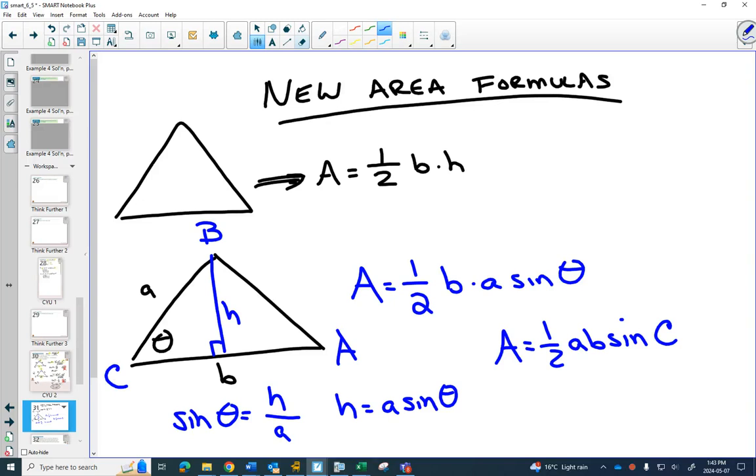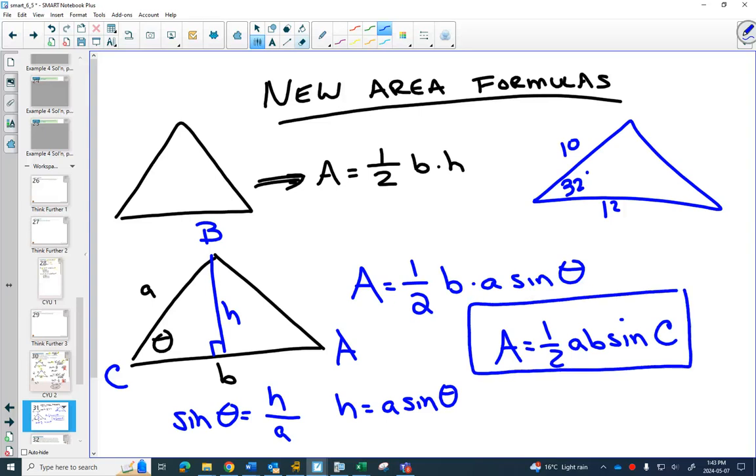It's on your formula sheet, and it's a new way of saying, if I give you a triangle like this, 32 degrees, this is 10, this is 12, you cannot use the old formula because you don't know the height, but now you could plug everything into this formula because you know the angle and you know the two sides around it. It's a very helpful area formula when you don't know the height.